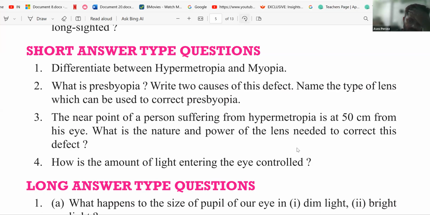Done, sir. What's the answer? Shweta, you told me done, sir, or have you noted the question only? Amar, did you get the answer? Sir, power is 2 diopter. Power is 2 diopter. Okay, let's check.